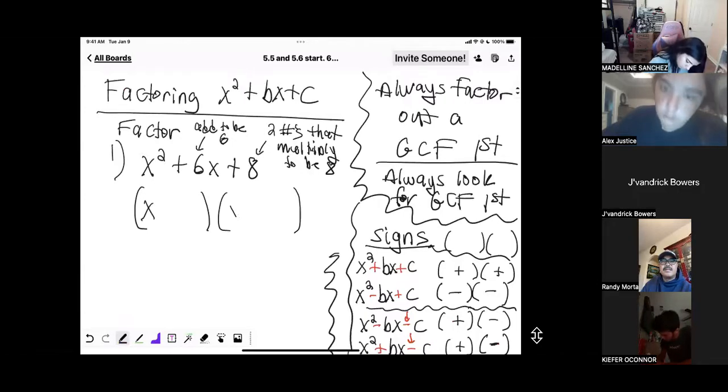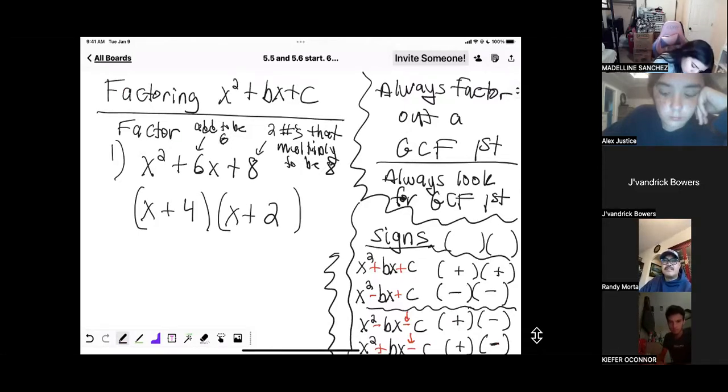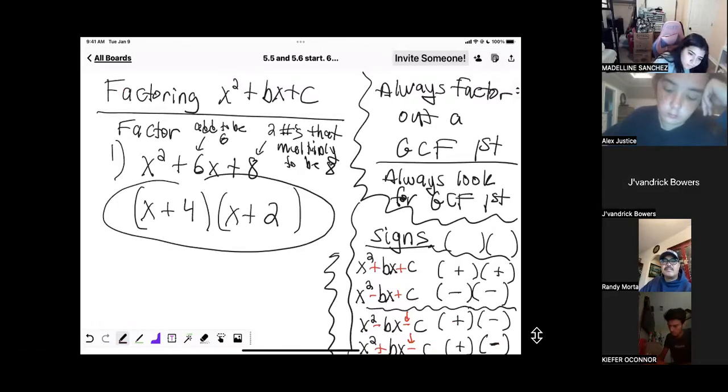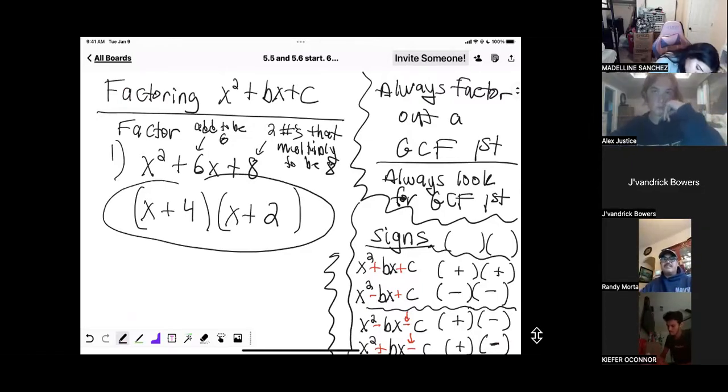So we look at our 8. 8 is either 8 and 1 or 4 and 2. 8 plus 1 is 9. That's not 6, but 4 and 2 does make 6. So by my chart, I know it's positive, positive, and I know that I can do 4 and 2. You could do 2 and 4, doesn't matter the order. That's my factoring. 4 times 2 is 8. 4 plus 2 is 6. So the last value, the constant, 2 numbers that multiply to be that constant, but add up to be that middle value.